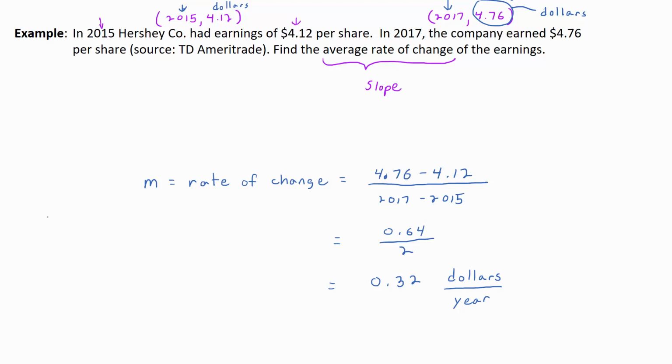And so if you want to write down a summary, a complete sentence answer, you could say the average rate of change is $0.32 per year or 32 cents per year.